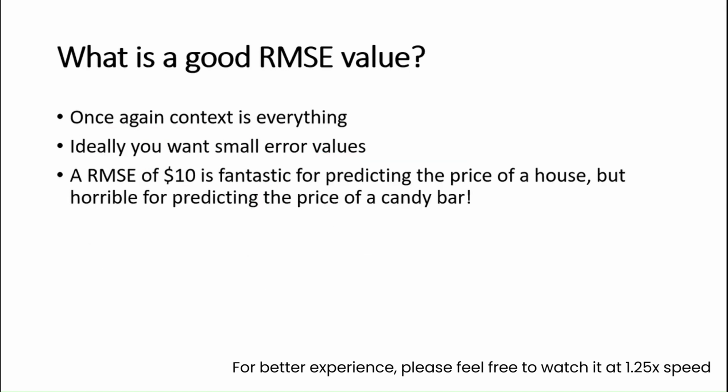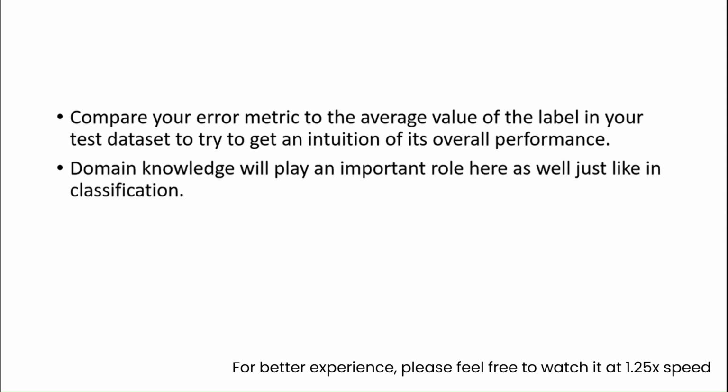Now what is a good RMSE value? Once again, context is everything. Ideally you would want small error values, but a RMSE or root mean square error of $10 is fantastic for predicting the price of a house, which can go into hundreds of thousands of dollars, but it would be horrible for predicting the price of a candy bar. So you have to compare your error metric to the average value of the label in your test data set to try to get an intuition of its overall performance. But once again, domain knowledge will play an important role here as well, just like in classification, so it's important to talk to the experts in that field.